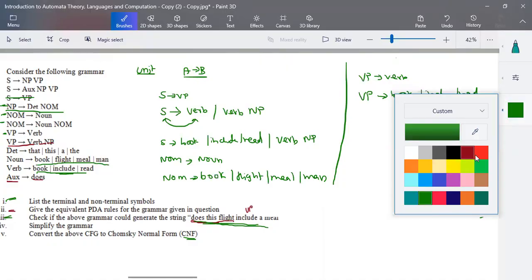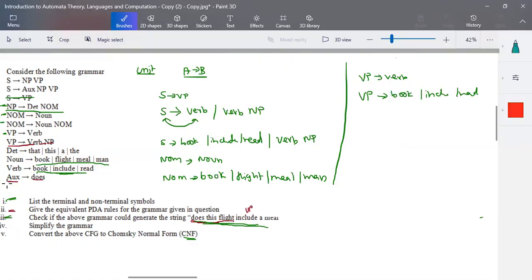Now you can ask me why you haven't taken this: AUX tends to does. This does is not a variable, it is a terminal symbol. We are verifying for a variable tends to variable case, not this case, so this is not a unit production. Now, what we have replaced is production. If you want, I'll write it separately here.